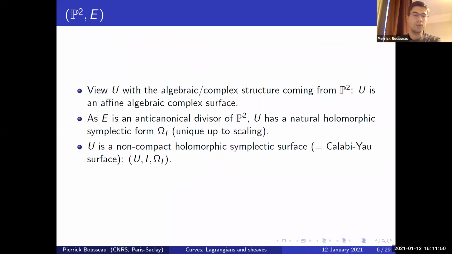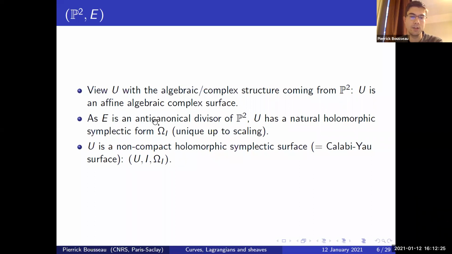Okay, so we'll focus on this affine variety U. And from the way I've introduced U as a complement of an elliptic curve in P2, from some complex or algebraic point of view, U has some complex algebraic structure coming from P2, and U is some affine algebraic complex surface. And the way I've introduced it, you should think about it as some kind of analog of C star squared, a slightly more complicated affine surface than C star squared, but not so much.